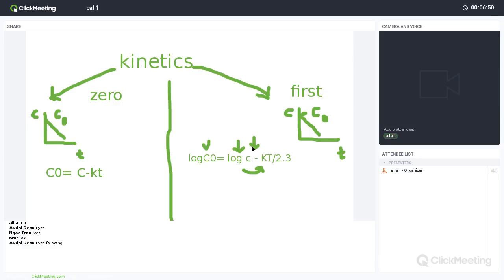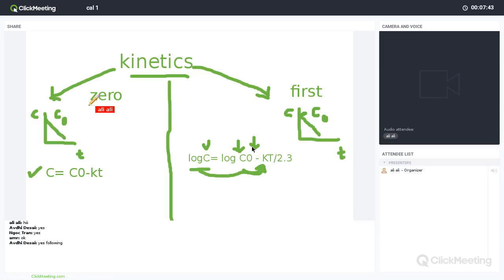So those are the two main kinetics types of reaction we will deal with, and those are the equations for them. Sorry, here C and here C0, and here, sorry, C. As I told you, if you want the concentration at a given time, this is the equation. After that, I will show you how to calculate it.